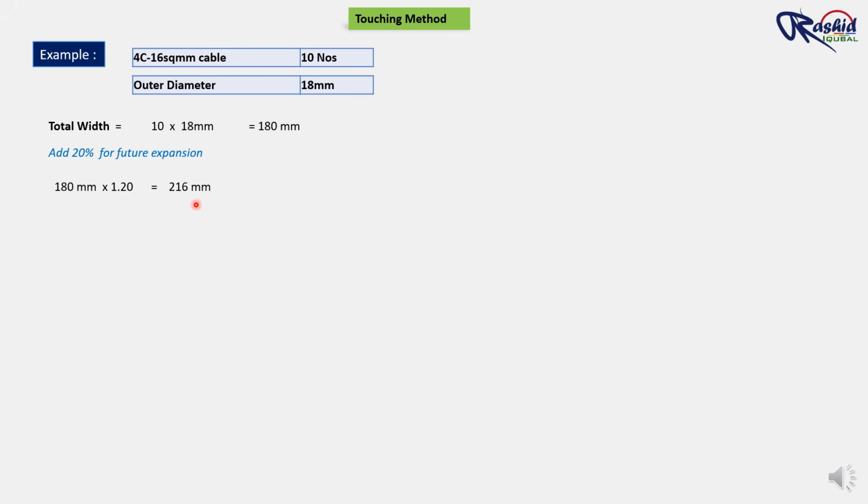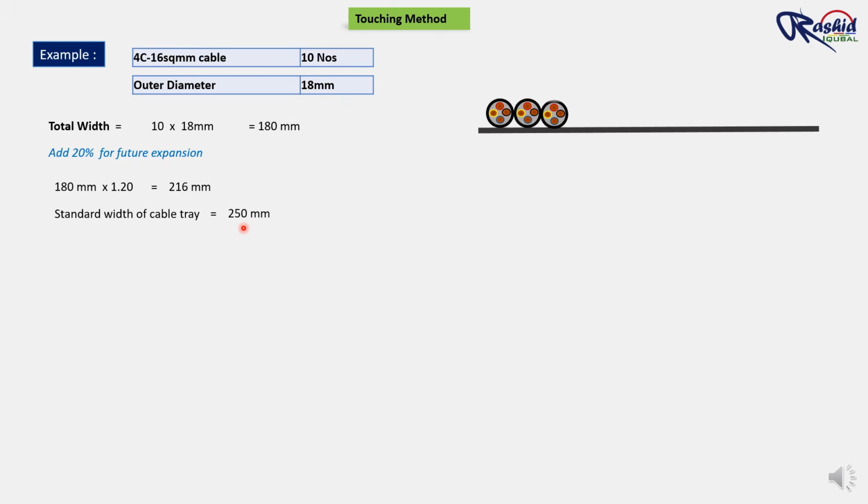Now we have to find the cable tray whose width is 216 mm. As you know, this 216 mm is not available. This is not a standard size. So we will choose the final tray width equal to 250 mm perforated tray. This is the exact size which is available in the market.